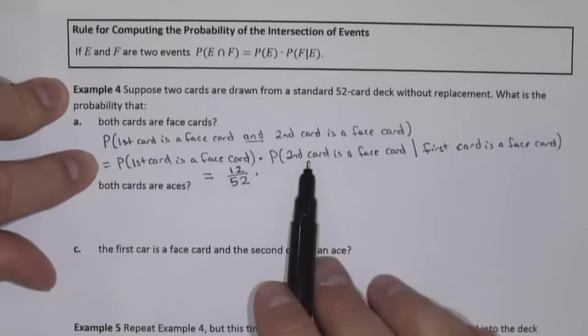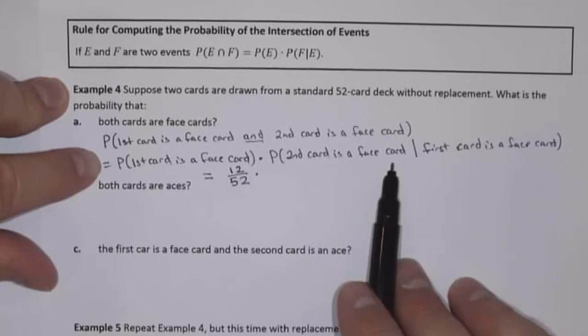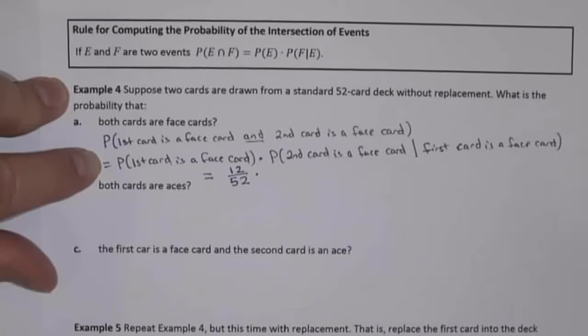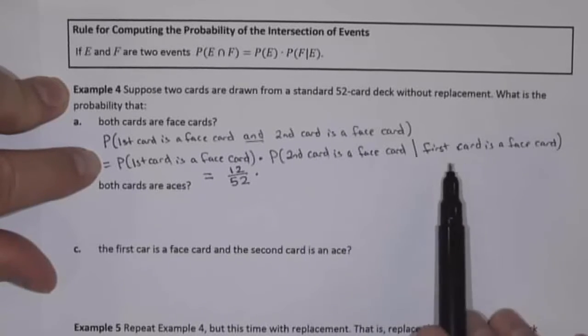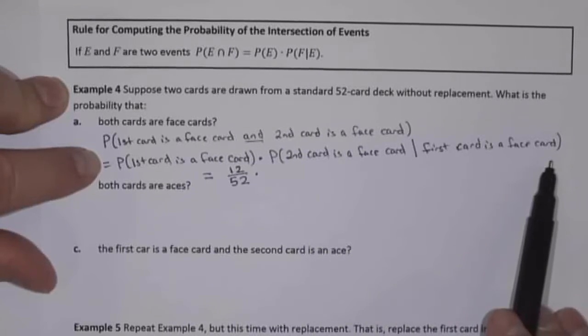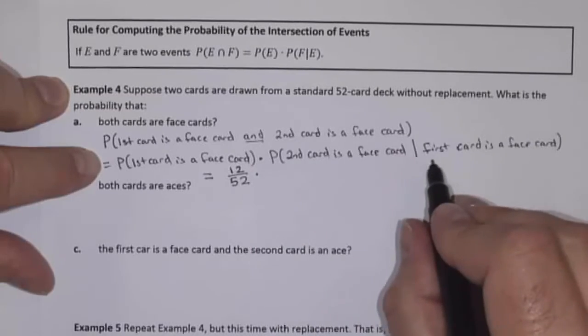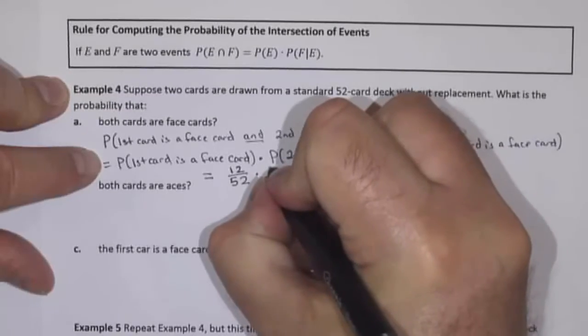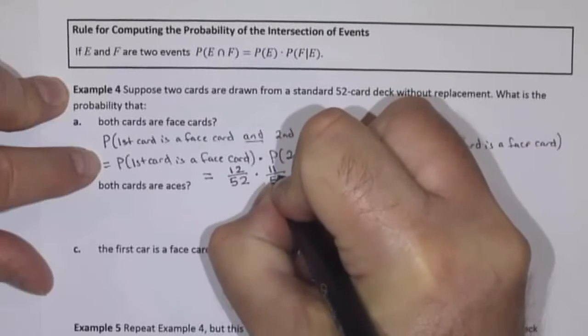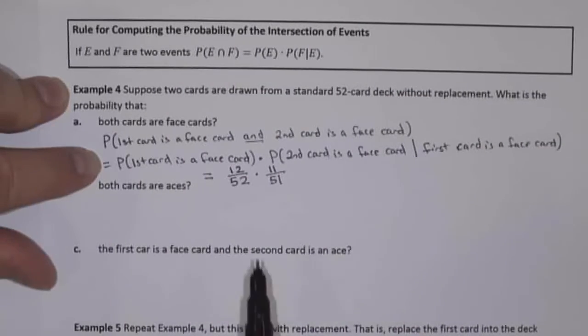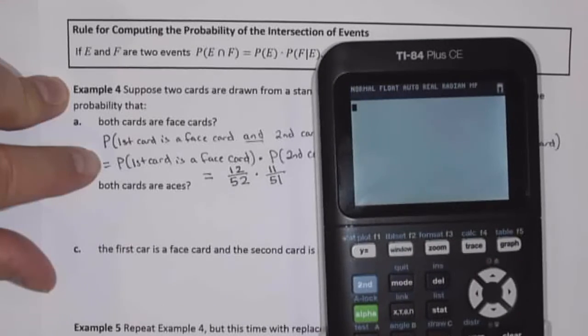And we looked back in example 1, the probability that the second card is a face card, given that the first card is a face card. Well, if the first card's a face card, there's only 11 face cards left in the deck, and there's only 51 cards left in the deck. So the probability that the second card's a face card, given that the first card's a face card, is 11 out of 51. So if I take 12 out of 52 times 11 out of 51, that's going to be our probability. Well, I'm just going to do that on my calculator here.